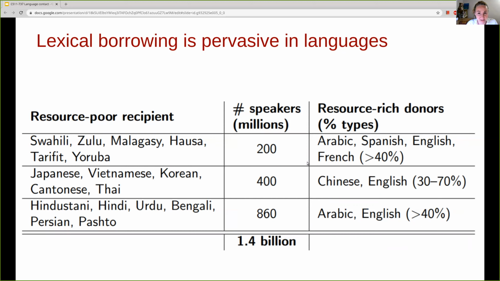These big languages historically occupied large parts of the globe. They were in contact with these resource-poor languages through trade, colonization, slavery, religion, and so on. So if we can bridge between resource-rich donors and resource-poor recipients, we can project resources and improve NLP applications in multiple languages.